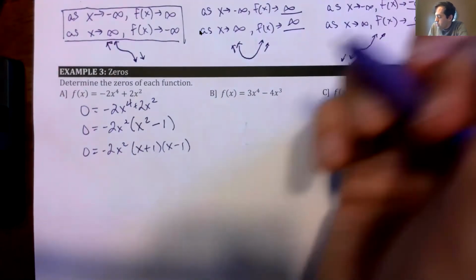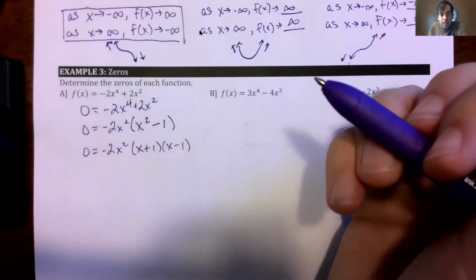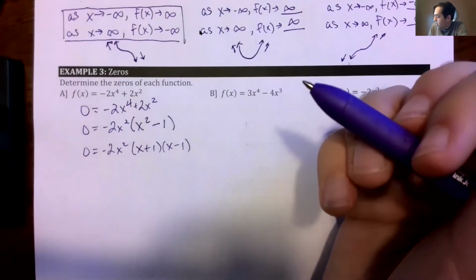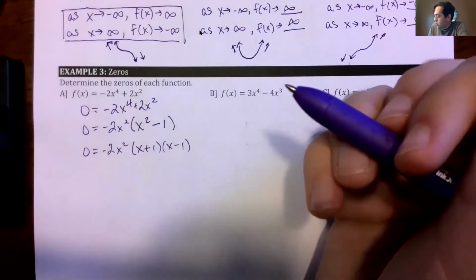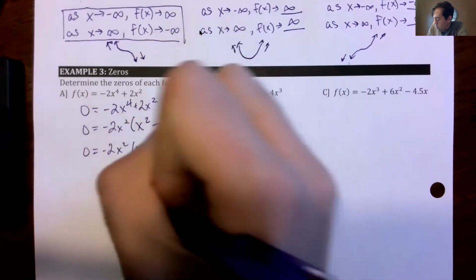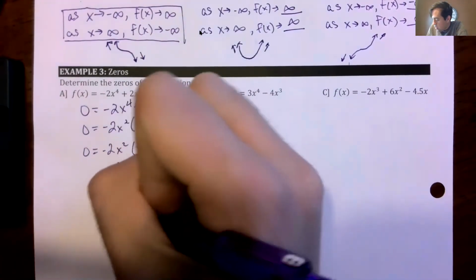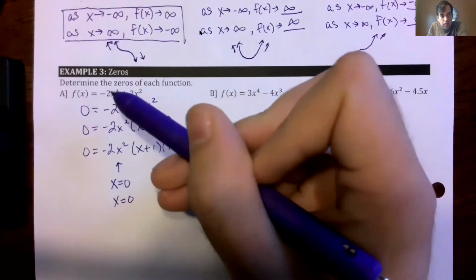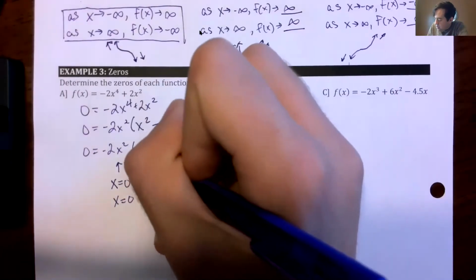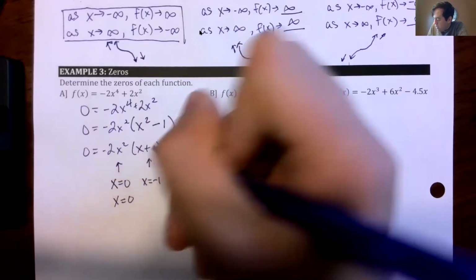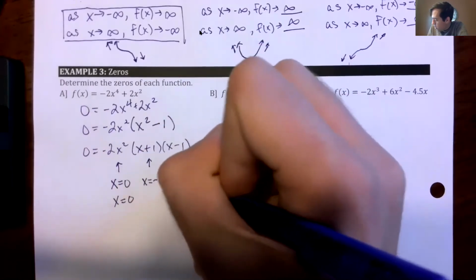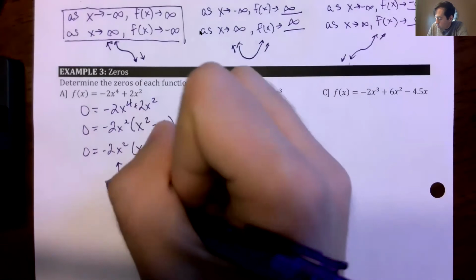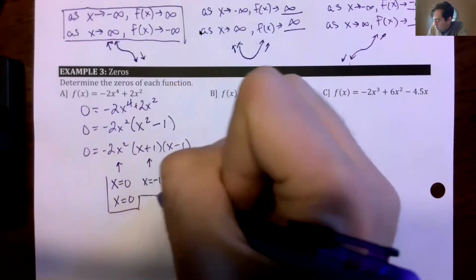Okay, so let's see what we got here. In this lesson, what I would like us to do is if there's a 0 that repeats, we're going to write it multiple times. So since it's x squared, it represents that there's 2 x equals 0 zeros. This is going to give us a negative 1 when we set it equal to 0, and this is going to give us a positive 1. So we have 4 zeros here, even though the 0 repeated.